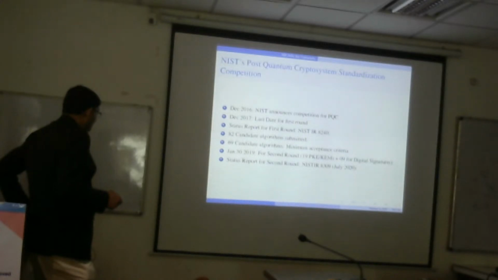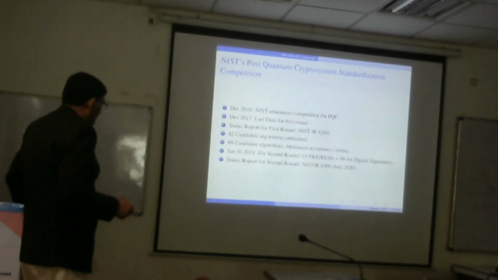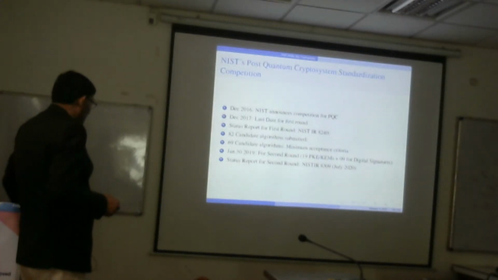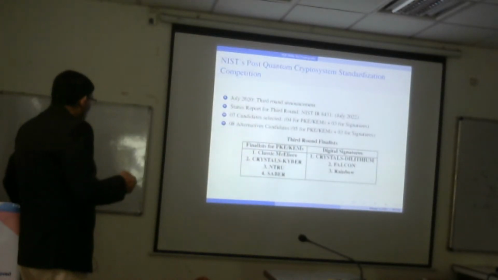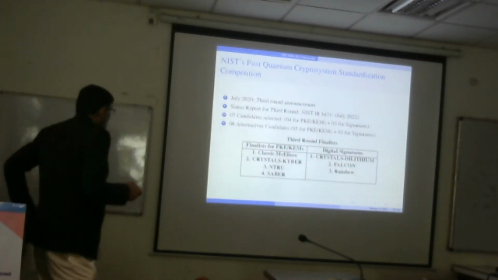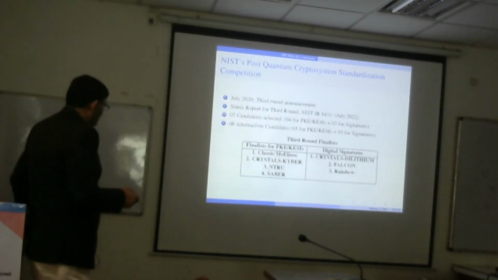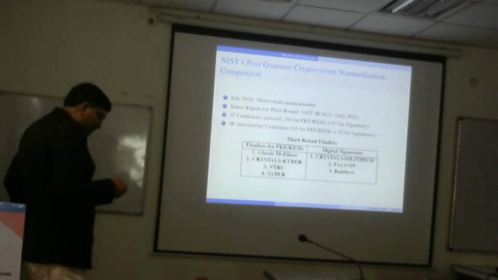After that, in January 2019, the second round of the competition began, with 19 algorithms for public key encryption and key exchange mechanisms, and 9 algorithms for digital signatures. The second round status report was published in 2020. Then in July 2020, the third round was announced, with 7 candidates, that is 4 for encryption and key exchange mechanisms and 3 signature schemes, and 8 alternative algorithms were also published. So these are the algorithms.